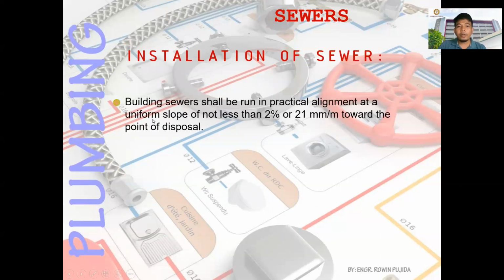So for the installation of sewer, the building sewer shall be run in practical alignment at a uniform slope of not less than 2%, or that is 21 millimeter per meter towards the point of disposal. So you just follow this slope so that the excreta drainage shall directly flow through pipes.